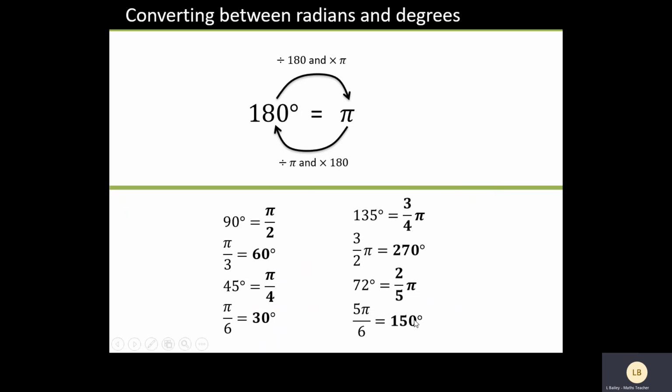So one way you could think about these is 1 degree is pi by 180 radians. So if I wanted 90 degrees, I could just do 90 times pi divided by 180. Similarly, 1 radian is 180 divided by pi degrees. So if I wanted to do 2/5 pi radians, I would divide by pi and times by 180.